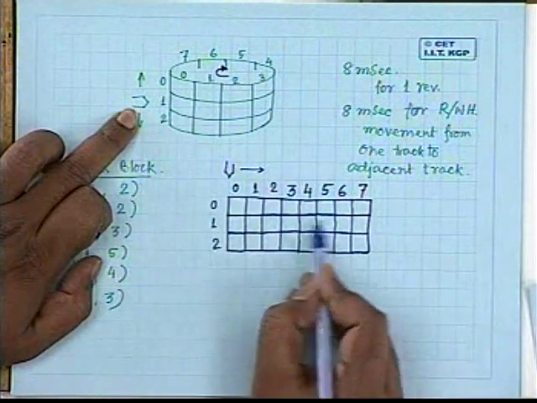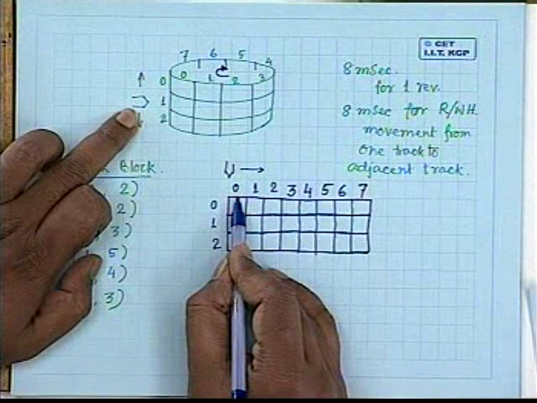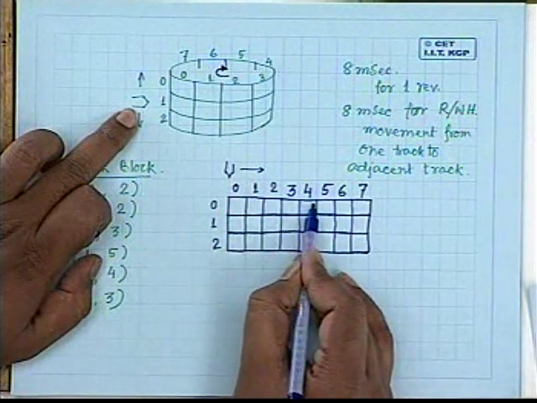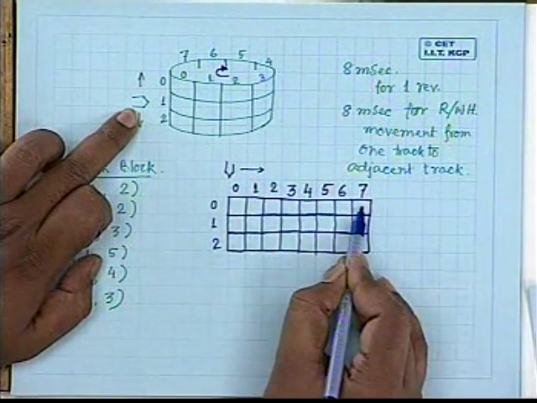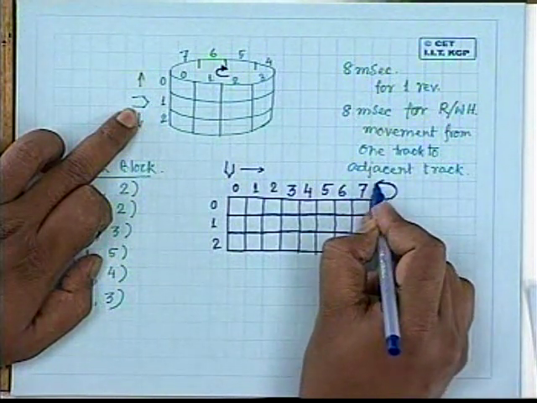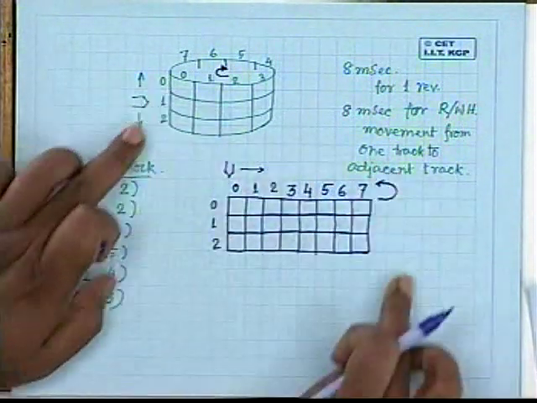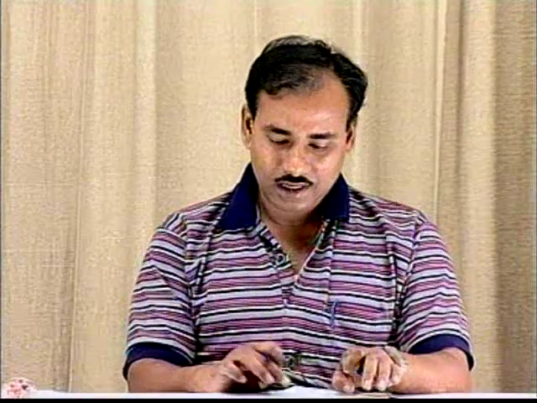So here, following the same concept, it will first traverse block number 0, then block number 1, 2, 3, 4, 5, 6, 7. Then after 7, again it has to come back to block number 0. So if I simply keep this movement in mind, this flat surface is equivalent to this cylindrical surface that I have. Now we'll see how this rescheduling can be done.